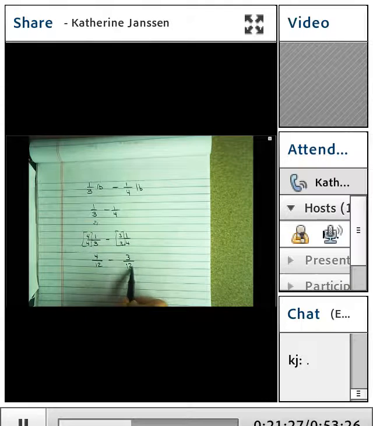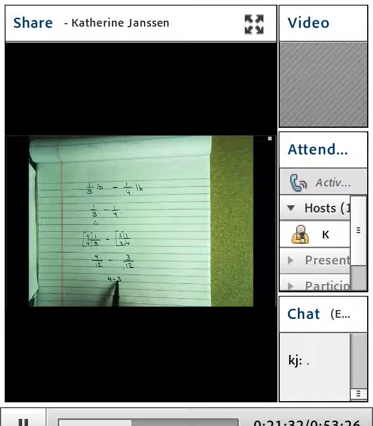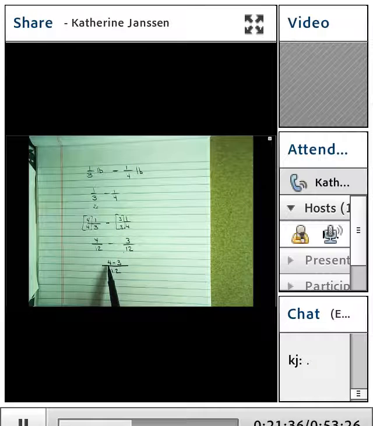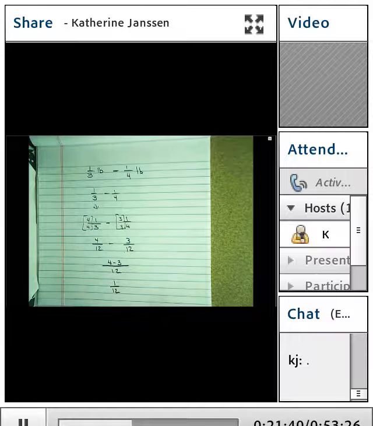So 4 times 1 is 4, 4 times 3 is 12, 3 times 1 is 3, and 3 times 4 is 12. Now I see that I have my common denominator, so I can write my numerators all over the common denominator. 3 from 4 is 1/12. So how much more mozzarella cheese does he use than Parmesan cheese? 1/12 pound.